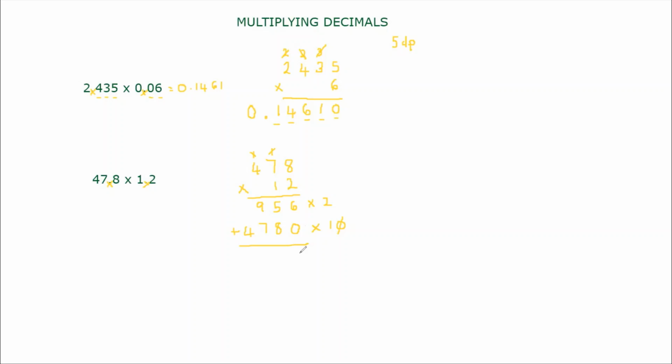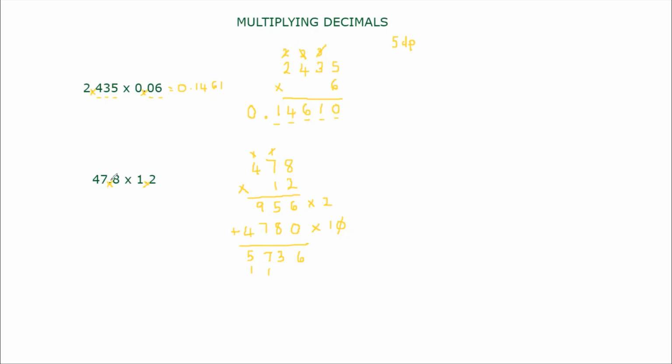And we would have 6 plus 0 is 6. 5 plus 8 is 13. So the 3 here and bring the 1 over here. 9 plus 7 is 16, plus the 1 would be 17, so 7 here and carry the 1, and then 4 plus the 1 would be 5.